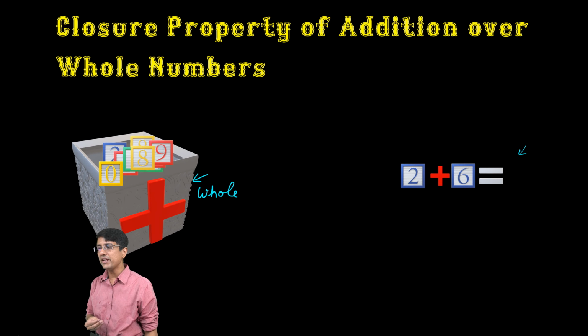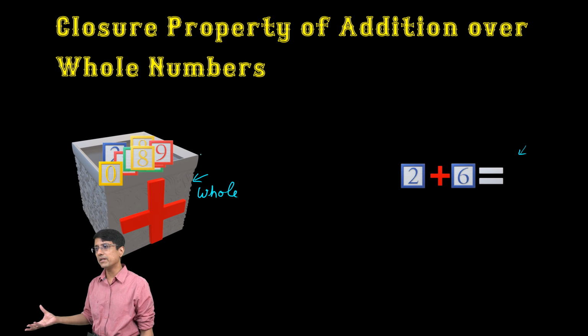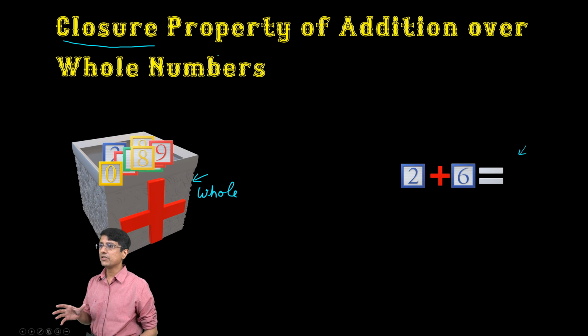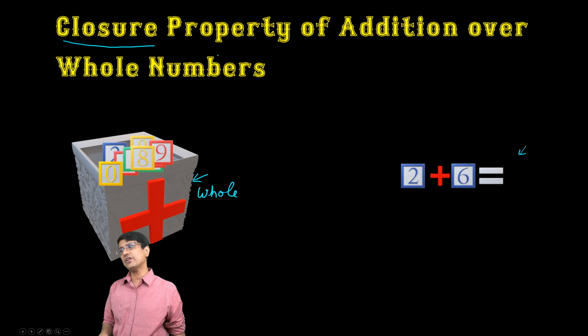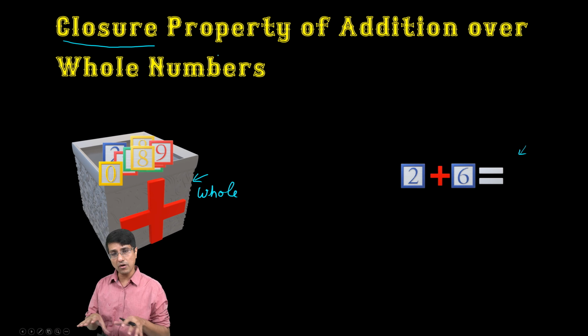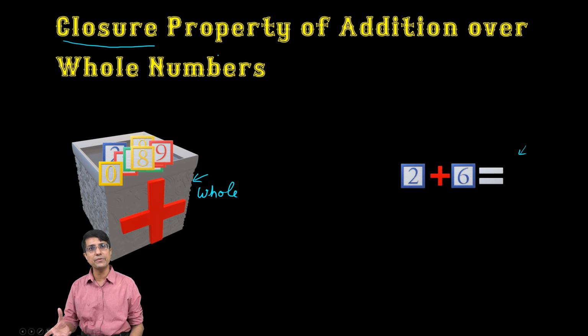So just to do addition, if I take any two whole numbers, my answer would also be a whole number, and this property is known as closure property. So this is closure property of addition over whole numbers. So over all of these whole numbers, if I do addition, the answer would also be a whole number.